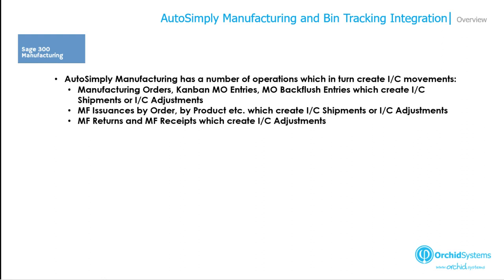AutoSimply Manufacturing has a number of operations which in turn create IC movements. You have manufacturing orders, Kanban and MO entries, MO backflush entries, which create IC shipments or IC adjustments depending on the type of transaction. Manufacturing issuances by order, by product, etc., which create IC shipments or IC adjustments. And you have MF returns and MF receipts, which create IC adjustments.